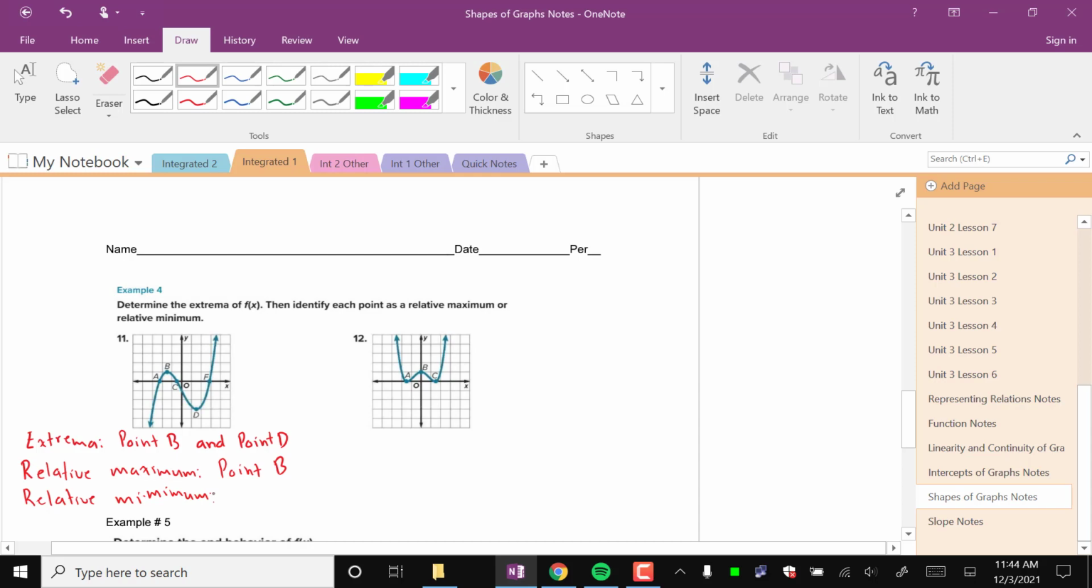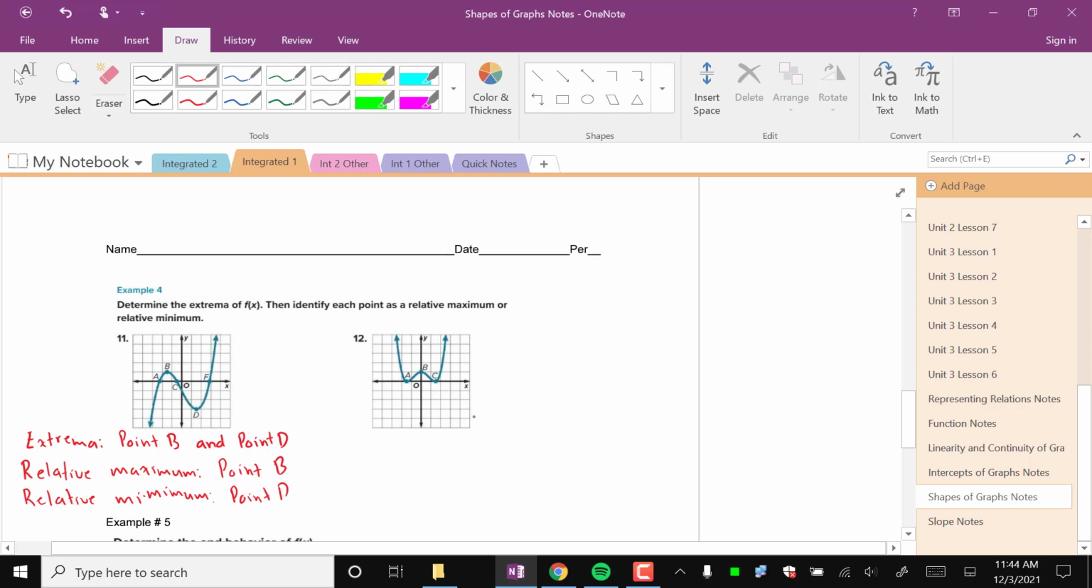Relative min is where it bottoms out on the graph. So if I look at that, there's nothing lower than that point, and that's going to be right here at point D. So that's what we have for that. So B is the top part of it. B is the bottom part. There's nothing lower than B.